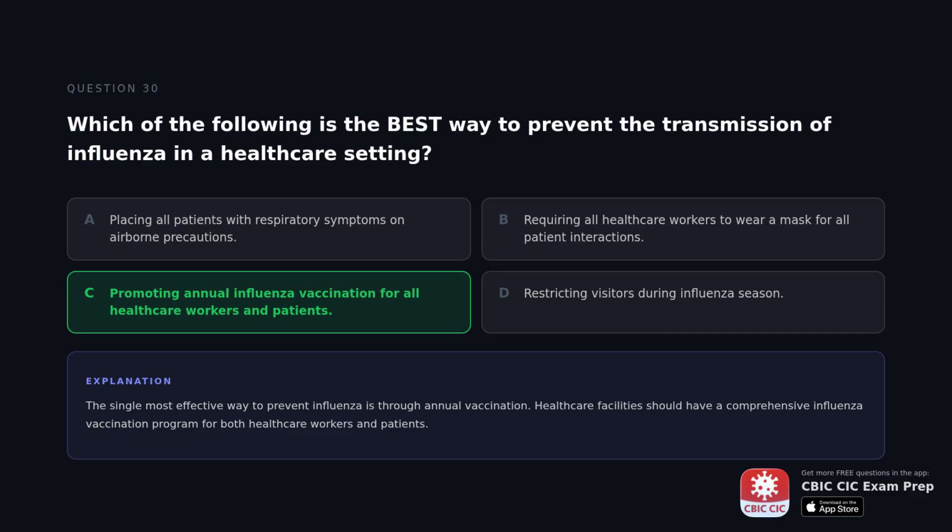The correct answer is promoting annual influenza vaccination for all healthcare workers and patients. The single most effective way to prevent influenza is through annual vaccination. Healthcare facilities should have a comprehensive influenza vaccination program for both healthcare workers and patients.